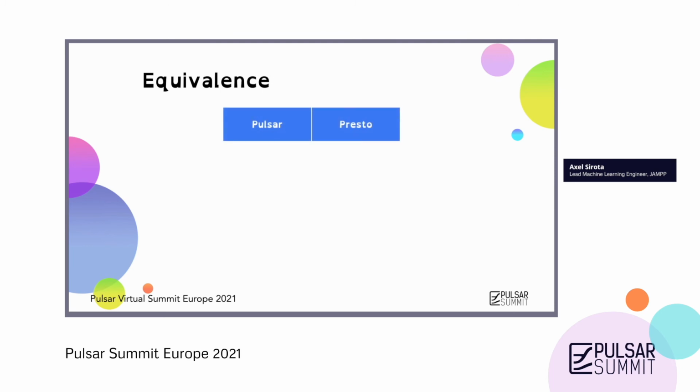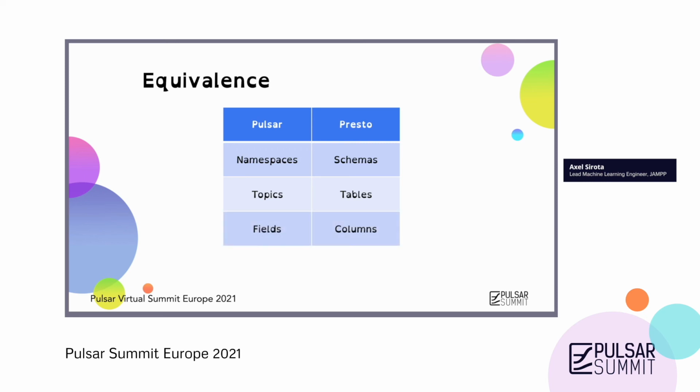As I've told you, there is an equivalence between the Pulsar world and the Presto world. So let me give you a hint around that. In Pulsar we have namespaces. Well, the namespaces will be Presto schemas. A schema has tables, which in Pulsar are topics, because a namespace has topics. A topic has messages, and the message has fields. The fields will be the columns of that table.